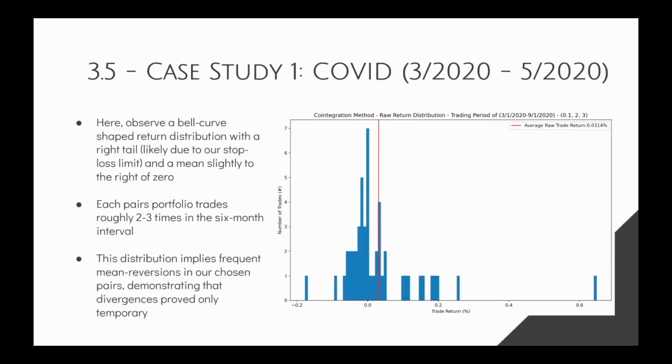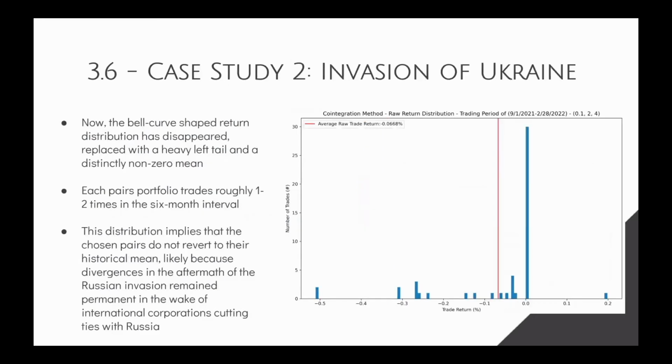And we can also see that these frequent reversions to the mean also imply that divergences from the long-term mean prove temporary, because even though there was the systematic shock of the economic downturn due to COVID, broader economic recovery helped all companies return to their long-term means, which stands in contrast to the next slide, which focuses on the trading algorithm's success or lack thereof during the Russian invasion of Ukraine.